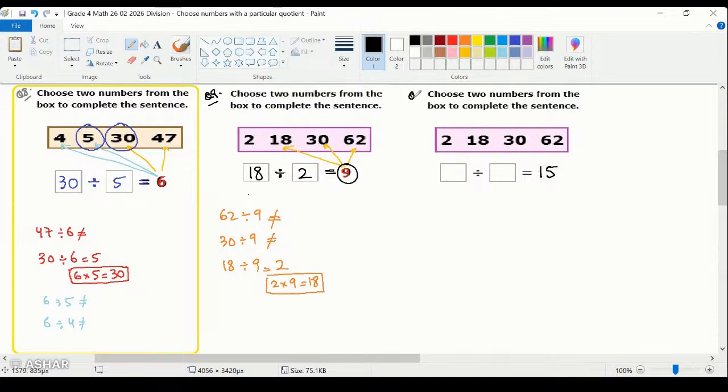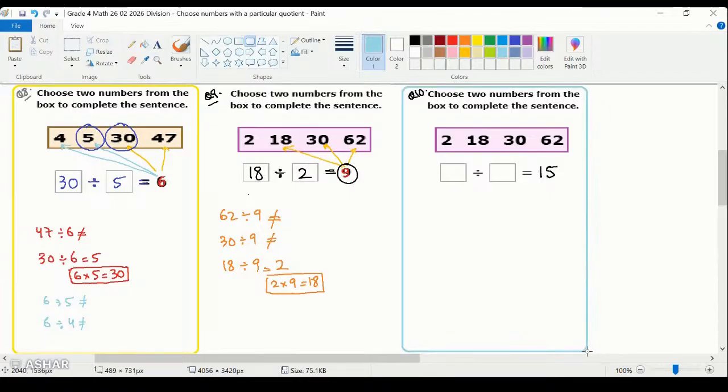Question number 10. All I did was change one number. So what will be the answer? See, we need to look at the numbers which are greater than 15. This is greater, right? So we can say 62 divided by 15. 15 times 4 is 60, 15 times 5 is 75. We cannot get a perfect number, an integer value, a whole number.